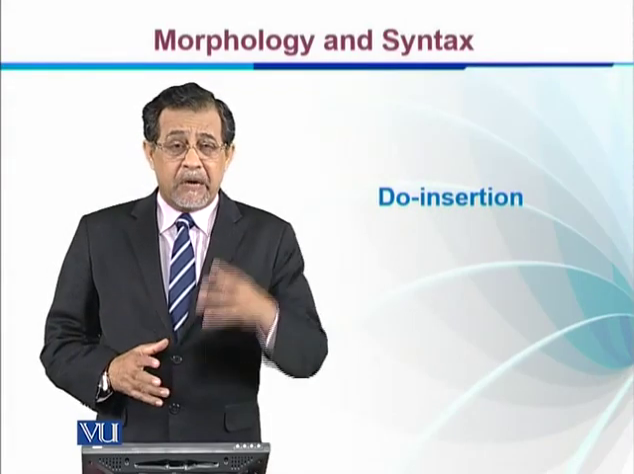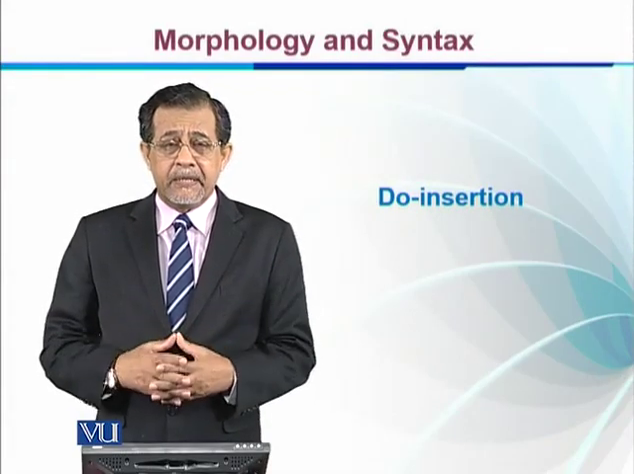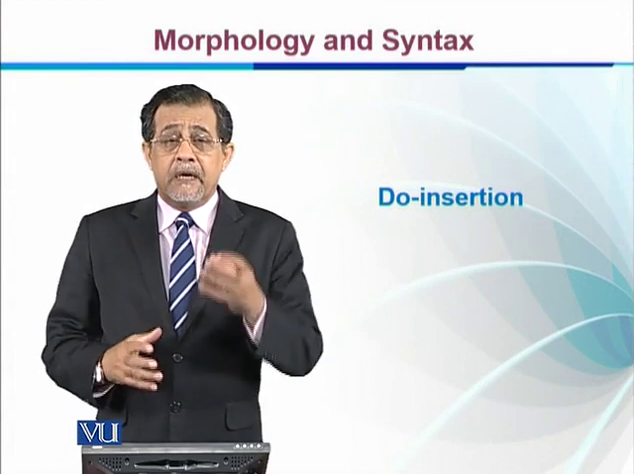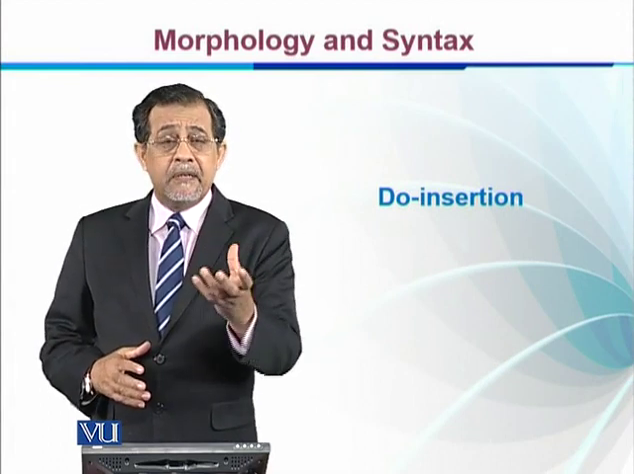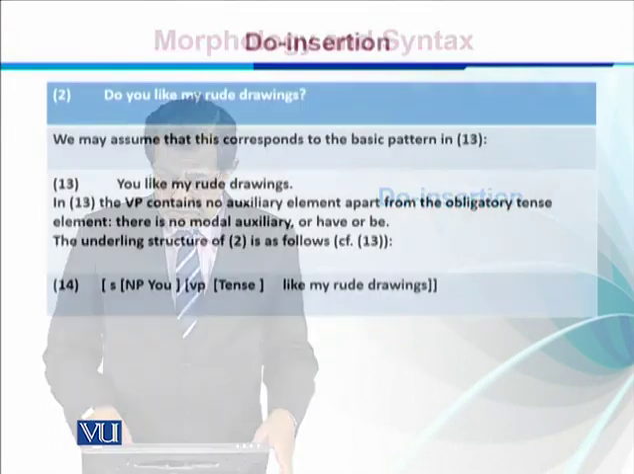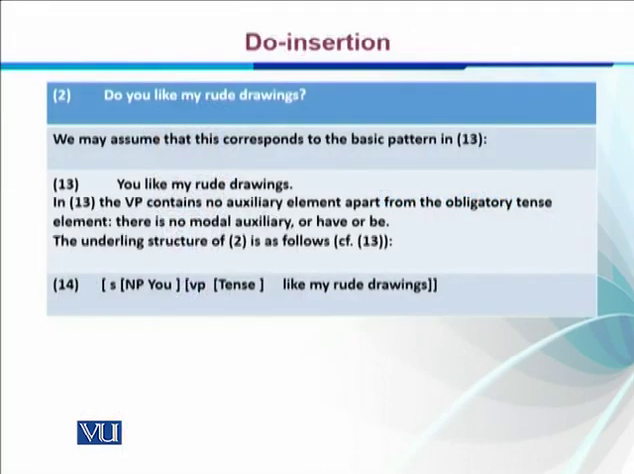Do insertion. Now let's look at interrogative sentences which do not have an auxiliary in their declarative sentences. Do you like my rude drawings? If you take this sentence, we may see its basic pattern. Its basic pattern is, you like my rude drawings. So we don't have any do in it. So where does do come from? That is the question, right?